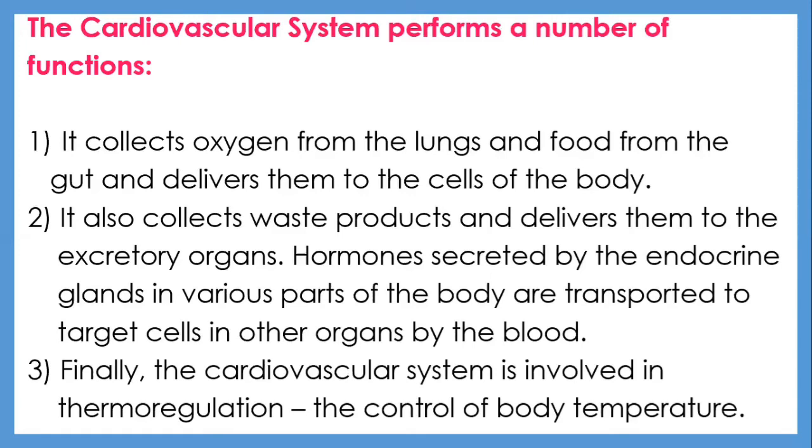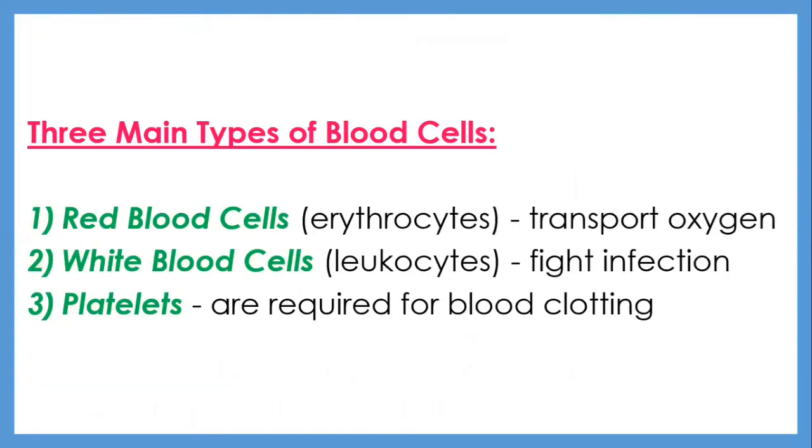Now, the average adult has about 5 liters of blood. So, approximately 2.75 liters consist of plasma and 2.25 liters of blood cells. So there are 3 main types of blood cells. First, we have red blood cells or erythrocytes, which transport oxygen. Second, we have white blood cells or leukocytes, which fight infection. And lastly, we have platelets, which are required for blood clotting.